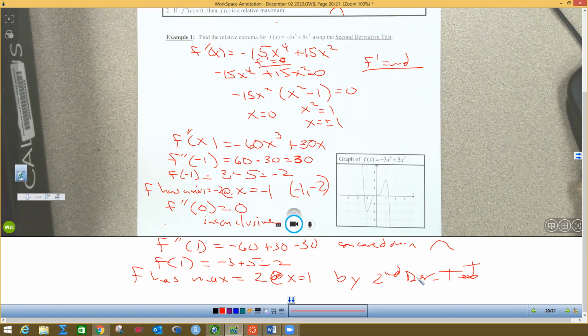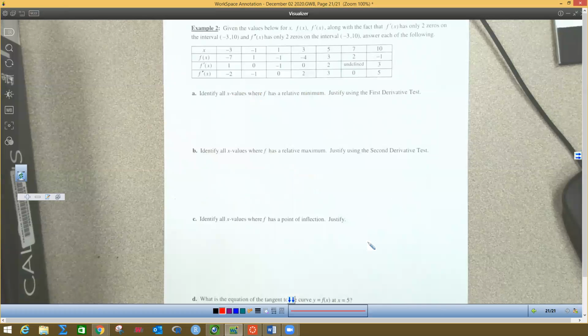So that's what we're doing on these problems. So we're going to go on here and do the next problem. This is the last problem, by the way. Now we're given a value chart, okay? So this says, given the values below for x, and this is more like what they would show you on the AP test, by the way.